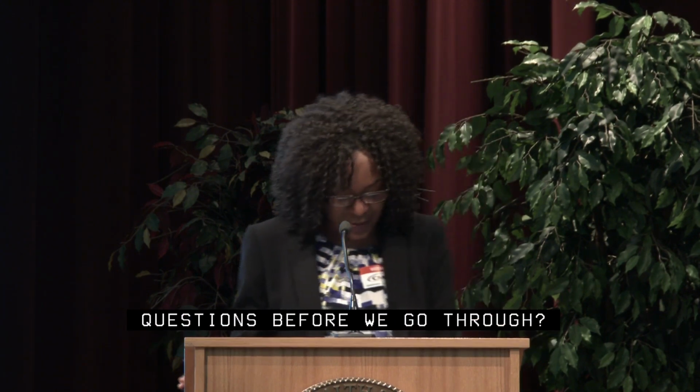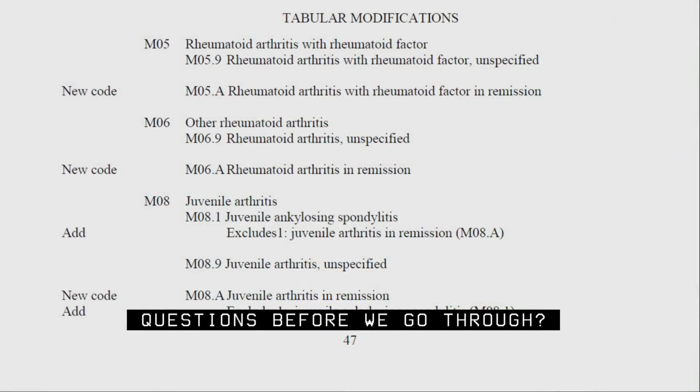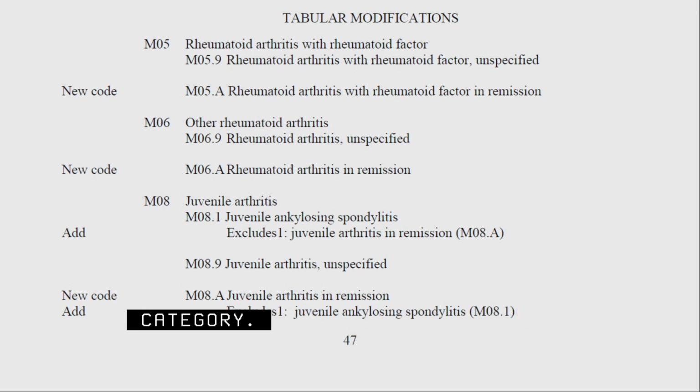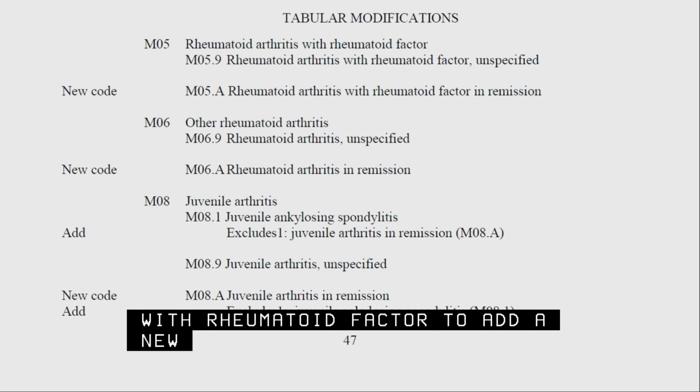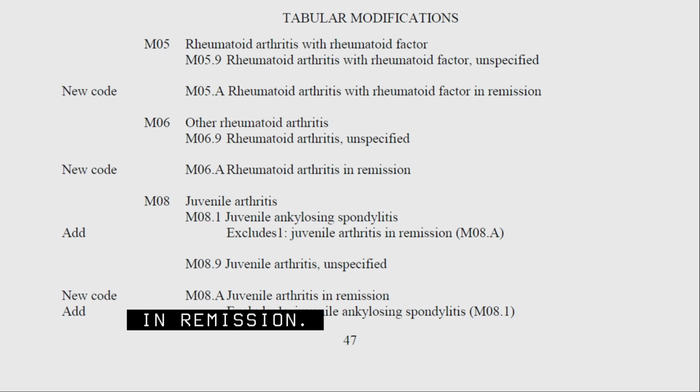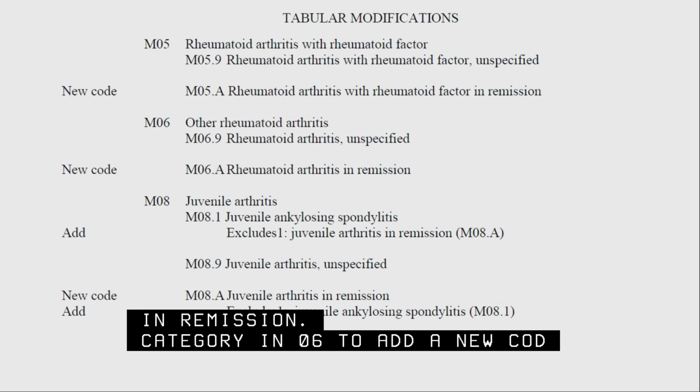Oh, great. Thanks. Okay, so the proposed tabular modifications are at category M05, rheumatoid arthritis with rheumatoid factor, to add a new code M05.A for rheumatoid arthritis with rheumatoid factor in remission. Add category M06, other rheumatoid arthritis, to add a new code M06.A for rheumatoid arthritis in remission.